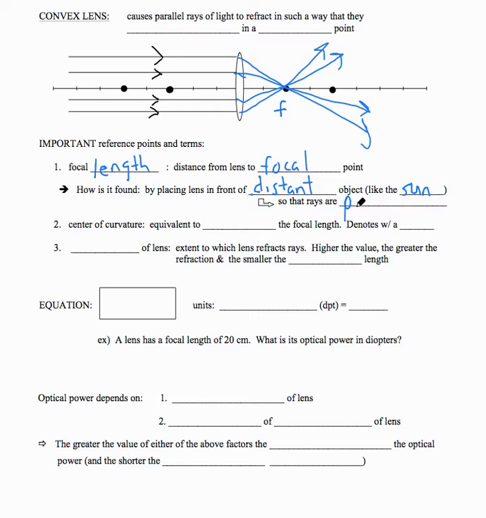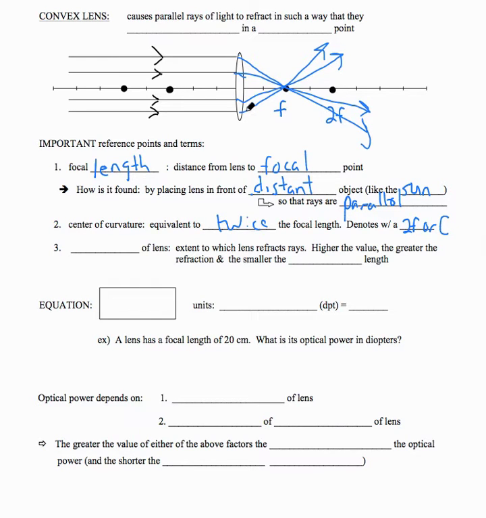Like a parabolic mirror, you have a center of curvature, and that is also equal to twice the focal length. Depending on whether you're IB or AP, that is denoted with a 2F or a C for center of curvature. I'm going to stick with 2F for right now. It doesn't make as much sense to talk about center of curvature.